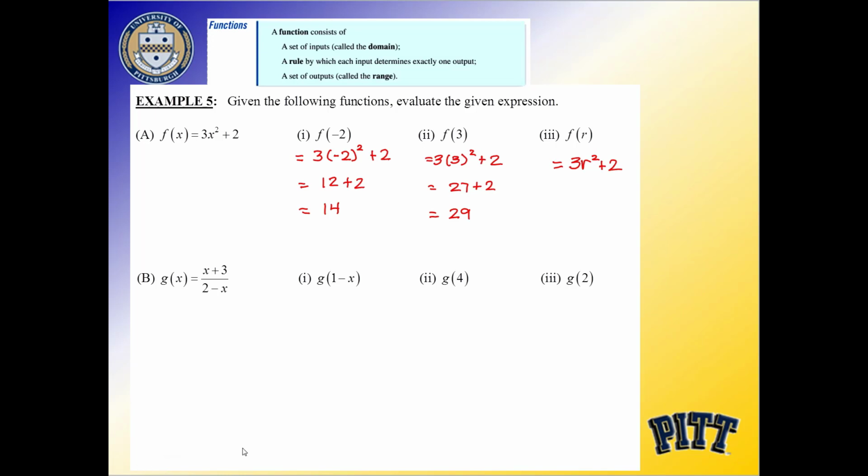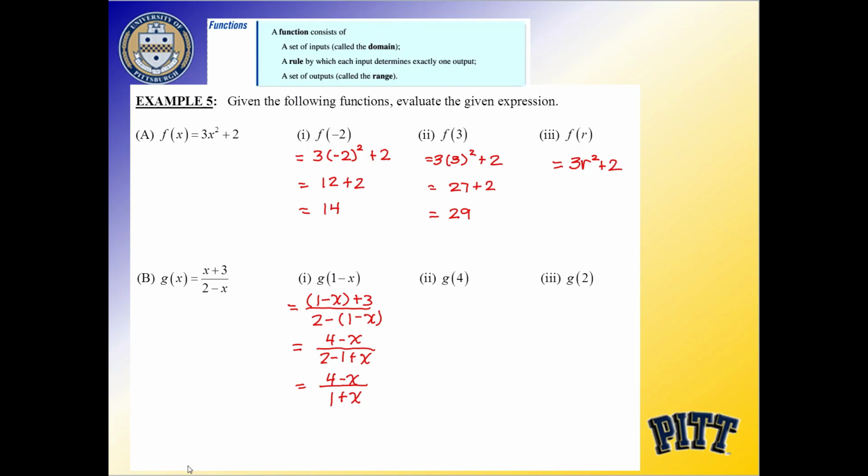What this means is I go to the function g of x, I remove all the x's, and where the x's once stood, I'm putting a 1 minus x. So when I do that here, notice how I replace the x. It's no longer x plus 3, it's the quantity of 1 minus x plus 3. It's no longer 2 minus x, it's 2 minus the quantity of 1 minus x.